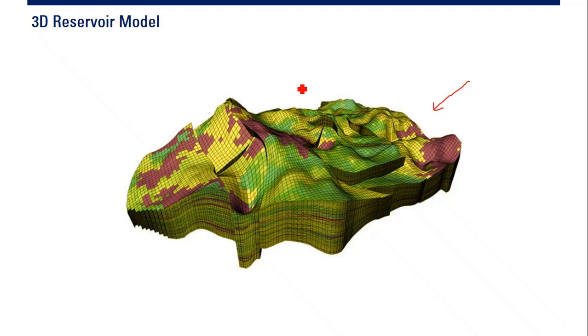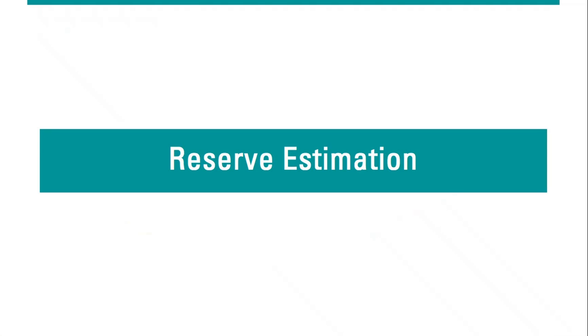It is the geologist. Okay, so the geologist will create the 3D reservoir model, and the reservoir engineer or the reservoir simulator will use this model to run the simulation. Okay, and this is the last part of our lecture today, the reserve estimation.